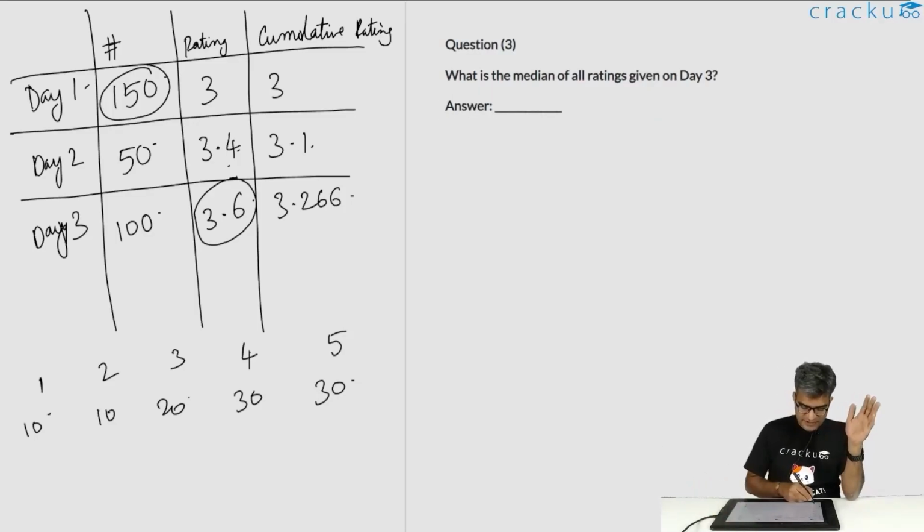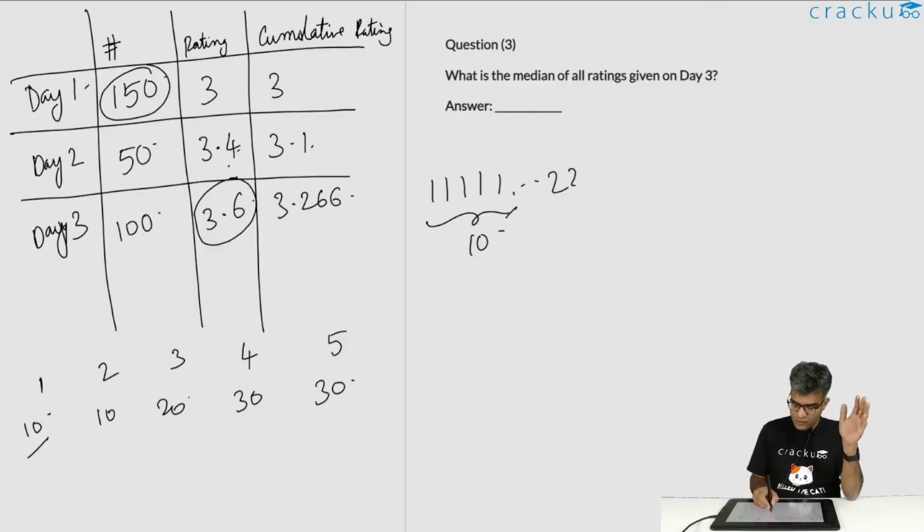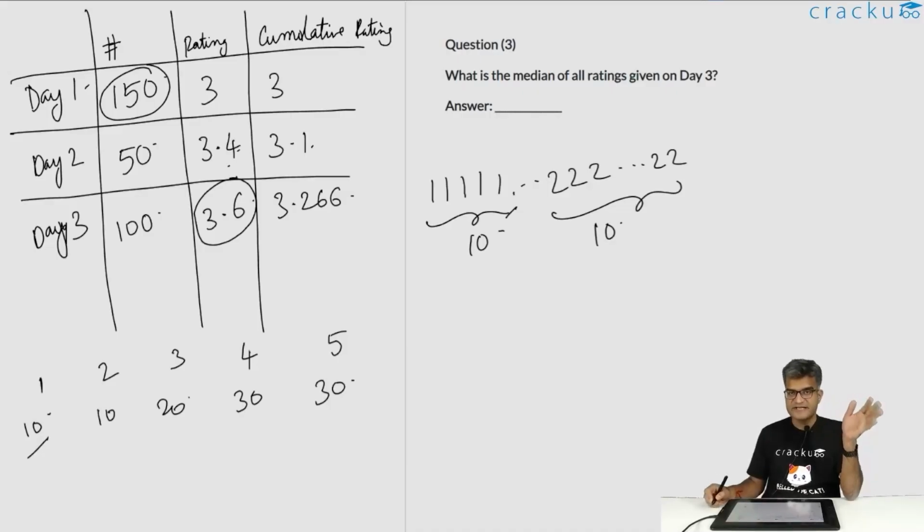On day 3, we know that 10 people gave a rating of 1. So 1, 1, 1, 1, 1. 1 occurs 10 times. 2 occurs another 10 times. So we have 2, 2, 2, and so on. This occurs another 10 times. Total of 20 is done. 3 occurs 20 times. So we have 3, 3, and so on. This occurs 20 times. So 40 are done.